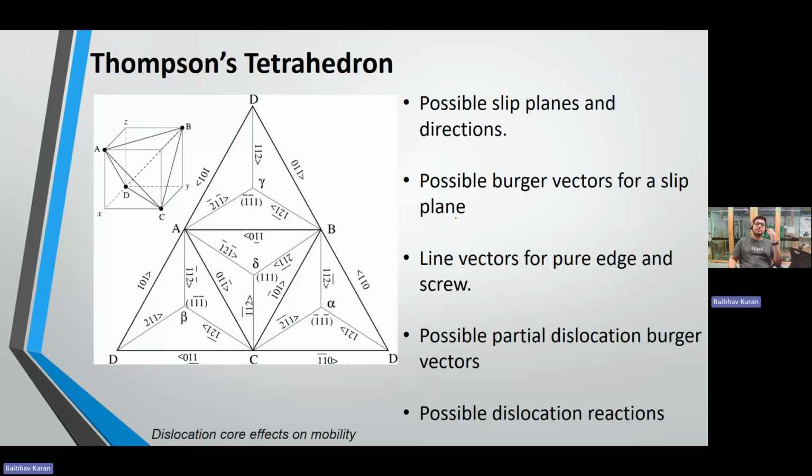Then finally, we discussed Thomson's tetrahedron. This Thomson's tetrahedron is a graphical model which is only possible in case of FCC, which provides the possible slip planes and directions, provides the Burgers vectors for a slip plane, the line vectors for pure edge and screw dislocations, then the possible partial dislocation Burgers vectors and possible dislocation reactions. These are all the information provided by the Thomson's tetrahedron model. But it is only applicable to FCC materials.